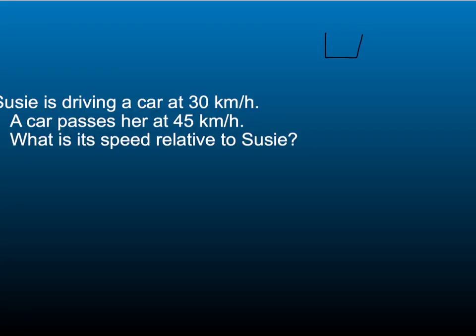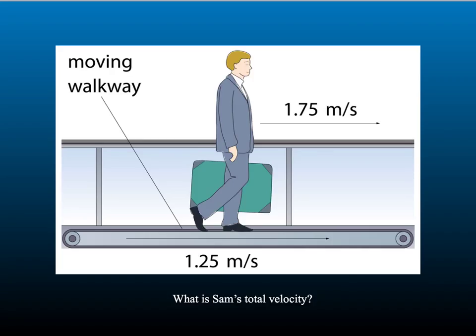Okay, so Susie is driving in her car at 30 kilometers per hour, and the car comes to pass her at 45 kilometers per hour. The relative speed, because they are moving in the same direction, will be 45 minus 30, which is 15 kilometers per hour. Now we're going to start talking about vector sums.